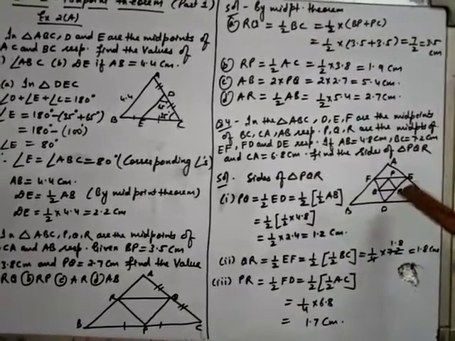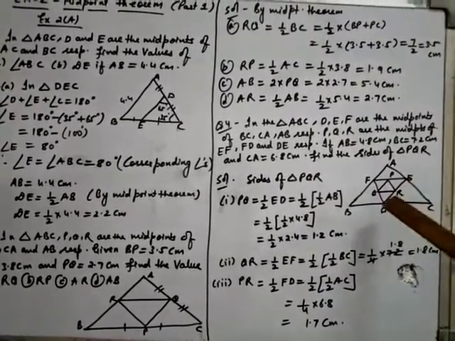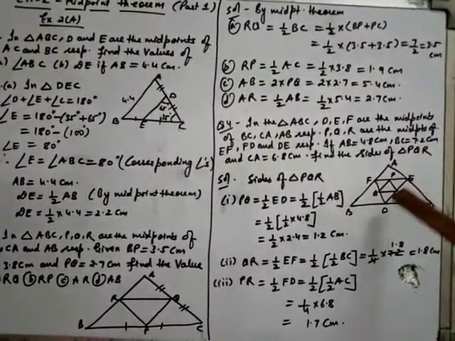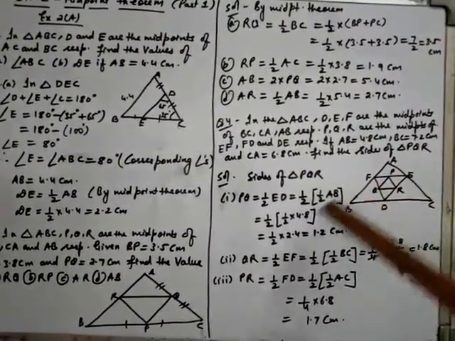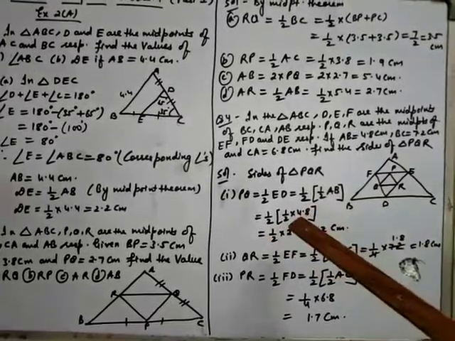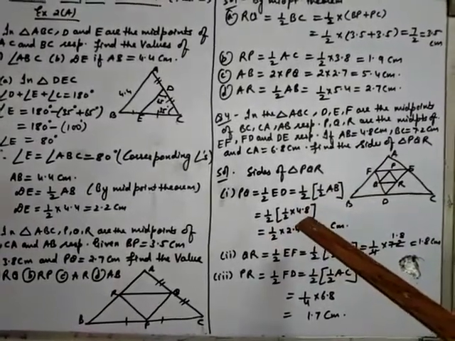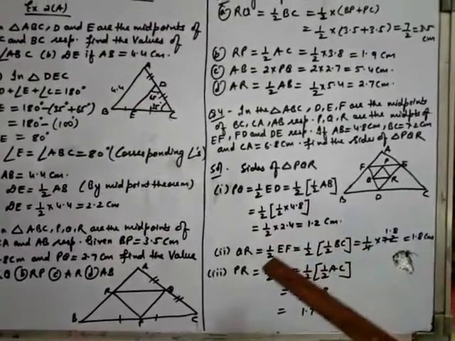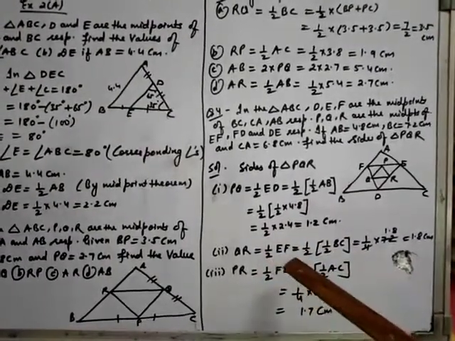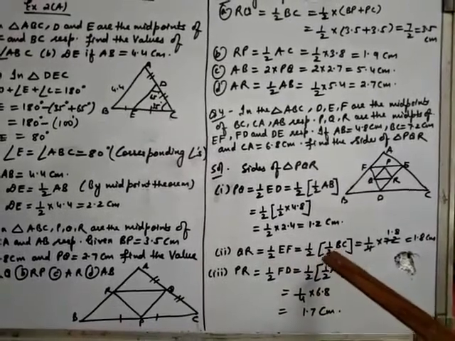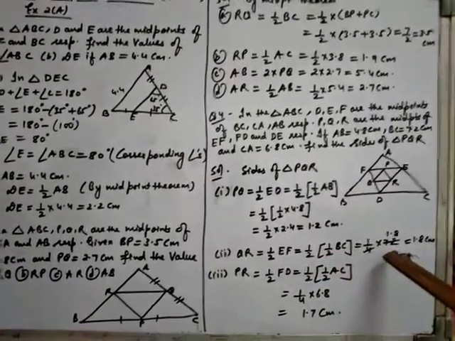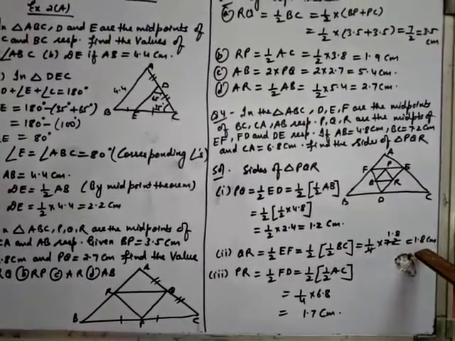PQ is half of ED, and ED is half of AB by the midpoint theorem. So 1 upon 2 into 1 upon 2 into 4.8, AB is given, so 1 upon 2 into 2.4, which is 1.2 centimeter. Second, QR is equal to half of EF, where EF is half of BC, so 1 upon 2 into 1 upon 2 into BC, which is 1 upon 4 into 7.2, is 1.8 centimeter.